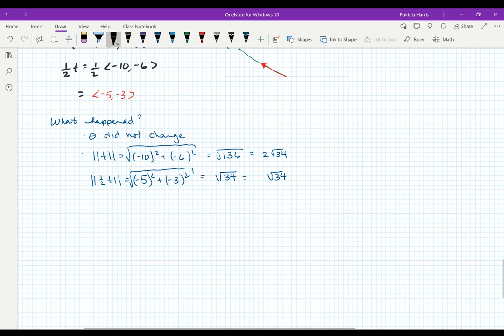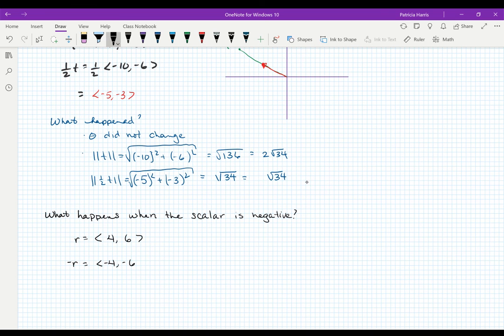So what happens when the scalar is negative? Okay, so let's take a vector. Let's call it r. Let's do (4, 6). So let's do a negative r. Multiply it by a negative 1. And let's see what happens.